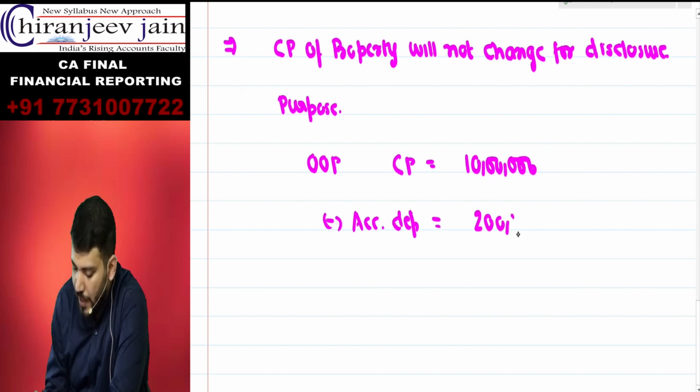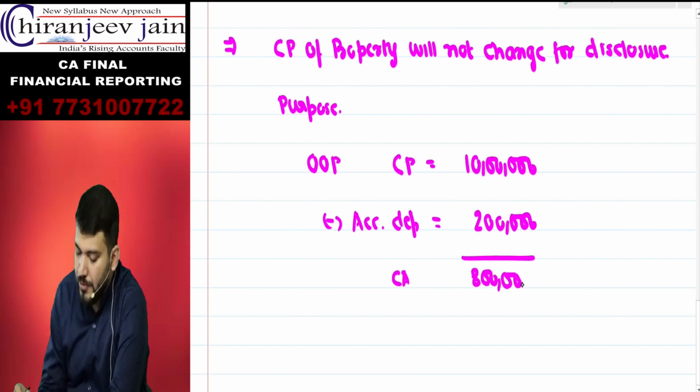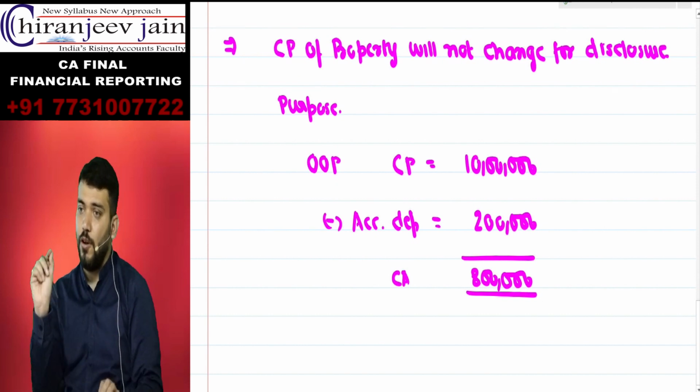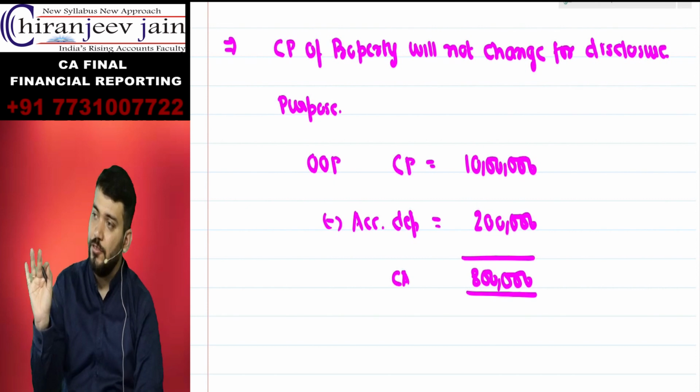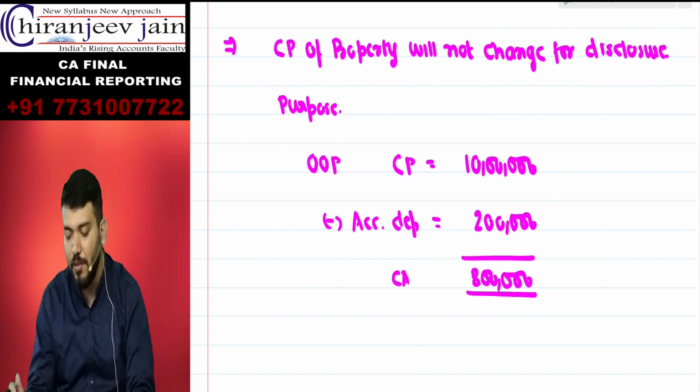Was equal to 2 lakh. So what is the carrying amount? 8 lakh. The carrying amount is 8 lakh. Now they are saying for disclosure purpose, cost price should be retained how much? 10 lakh. But investment property should now come at what? 8 lakh. Means what journal entry will pass?